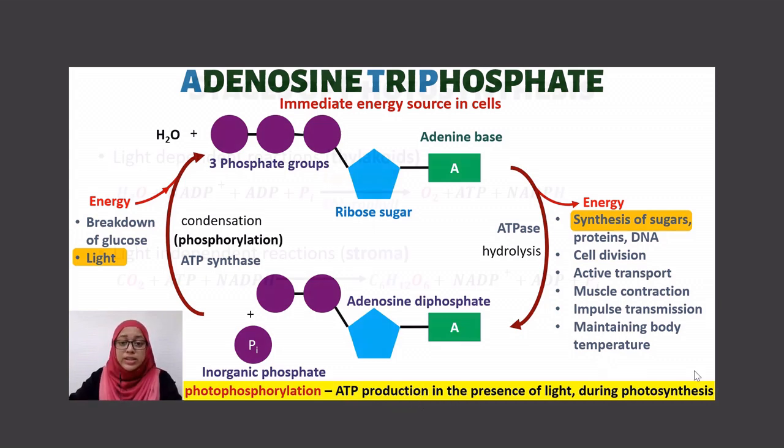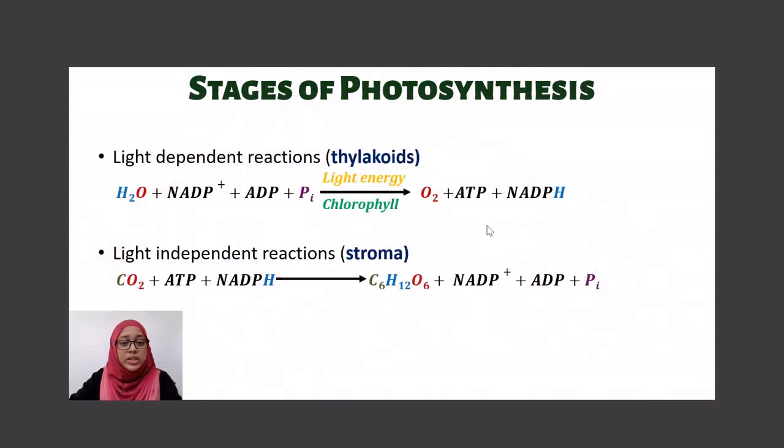Okay, so if you look at the previous equation that we had, you can see that in the light dependent reactions, the energy from light is really used to synthesize ATP, and the energy in the ATP is what would be used to synthesize the sugars.